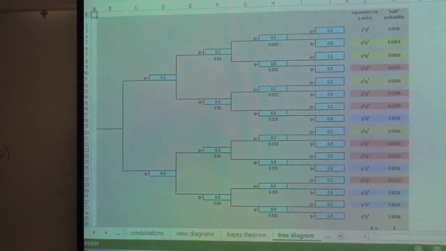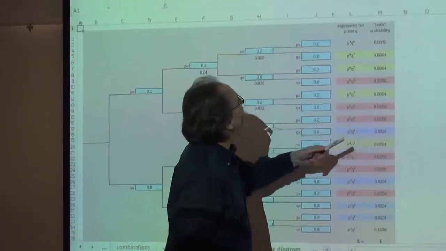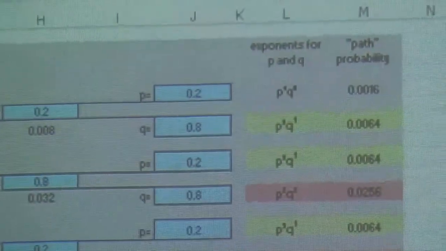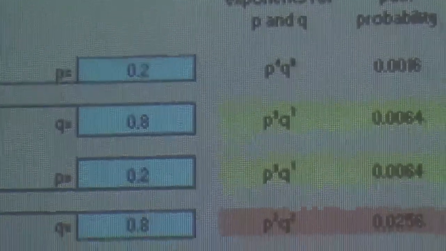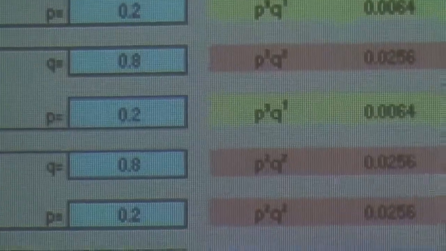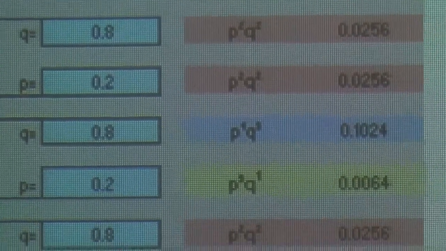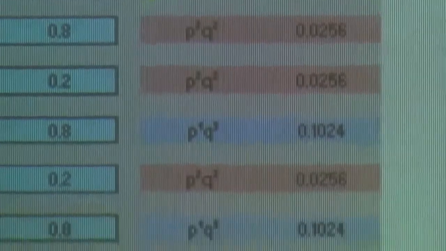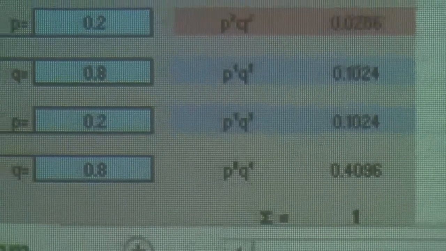However, if you notice by enumeration, there are a number of different ways to get 3 P's and 1 Q. And so all the yellows are 3 P's and 1 Q, all the pinkish ones are 2 P's and 2 Q's, and the blue one is 1 P and 3 Q's. And that's it. Other than 4 P's and 0 Q's, or 0 P's and 4 Q's, we have 4 different colors.